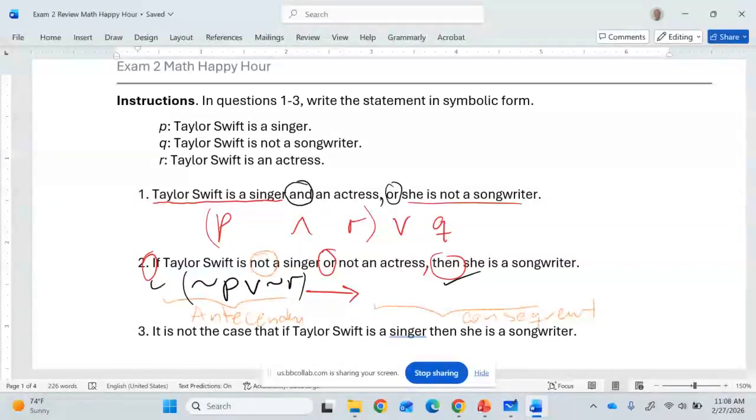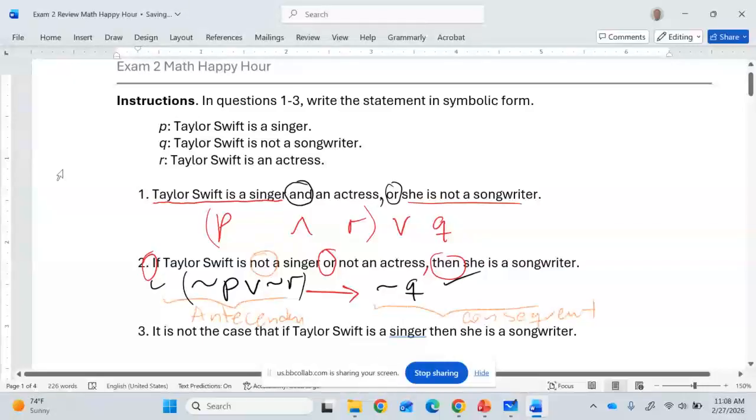So notice that Q actually says that she is not a songwriter, but then on the compound statement, I have the opposite, that she is. So I'm gonna do the opposite of Q, which is not Q. So example number 2, if Taylor Swift is not a singer or not an actress, then she is a songwriter. It's represented with these symbols.